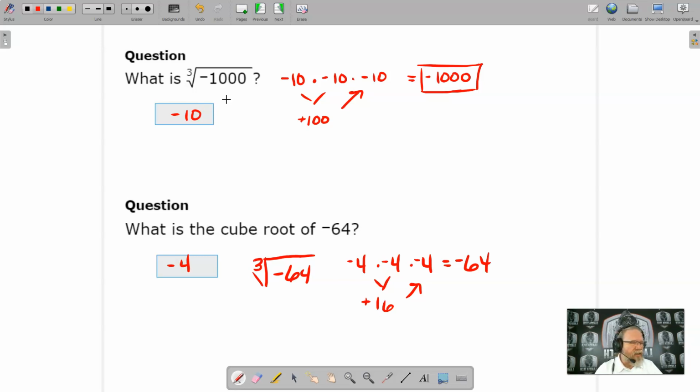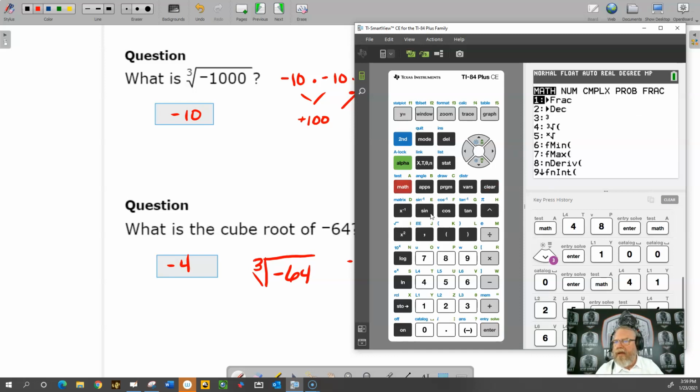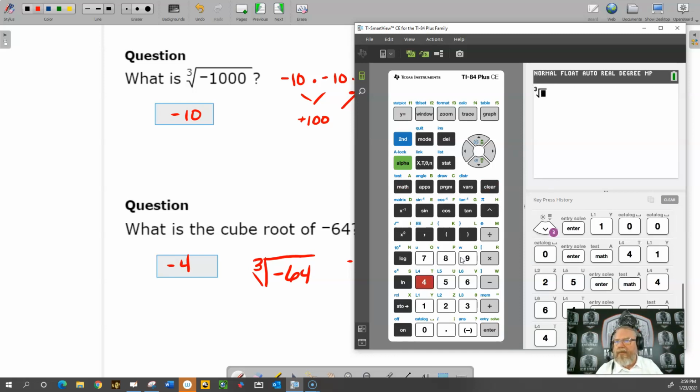So let's go ahead and look at this using the calculator again. Let's clear that out so we can get it back at the top, get all that old stuff out of there. And then let's go to math and enter number 4 to get cubed roots. Now, if you're using a cell phone calculator, you might be able to find cube roots on there.